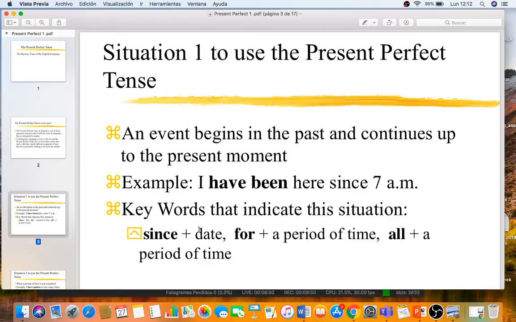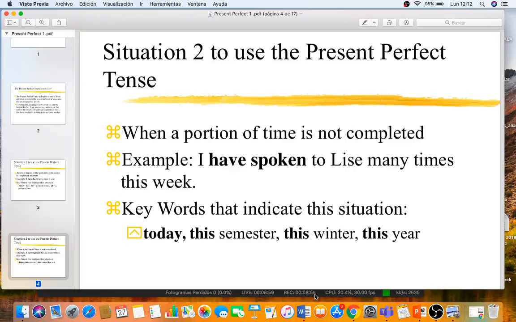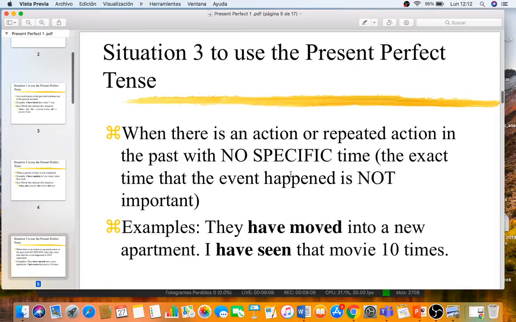The word since plus the date, and for, can express a period of time, and that means that the action didn't finish. Also, it is used to talk about an action that is not complete. I have spoken to Liz many times this week. That means that maybe you will continue talking to Liz, right? And also to talk about an action that we know happened in the past, but we don't have a specific time to know when it happened.